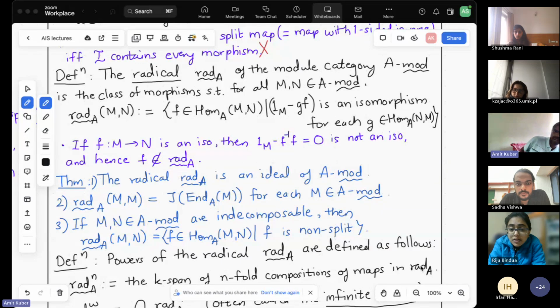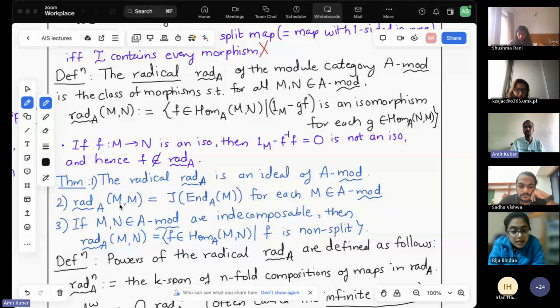Thanks for pointing that out, because I had not thought about it earlier. So for K mod, this will happen definitely. And therefore, for every semi-simple algebra, also the same thing will happen. Okay, so we are actually trying to prove the third property.